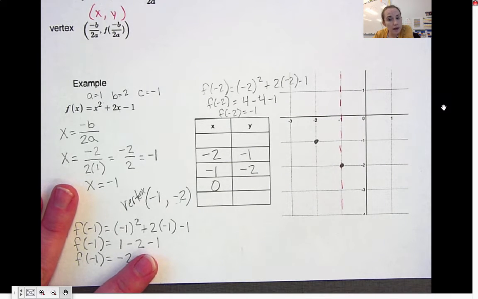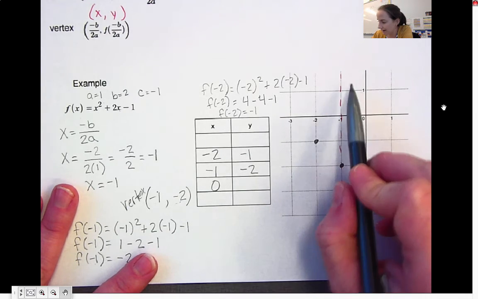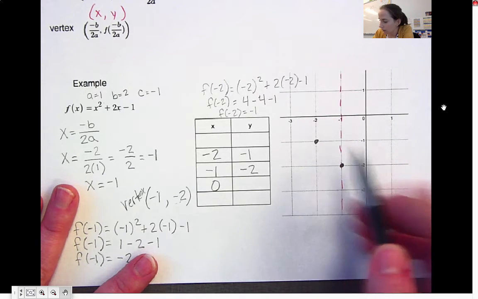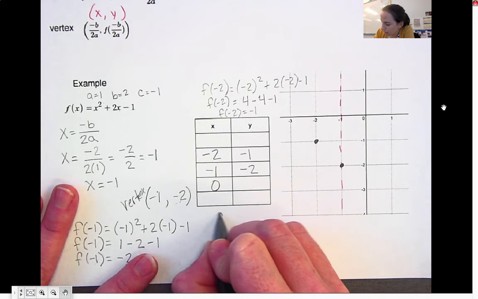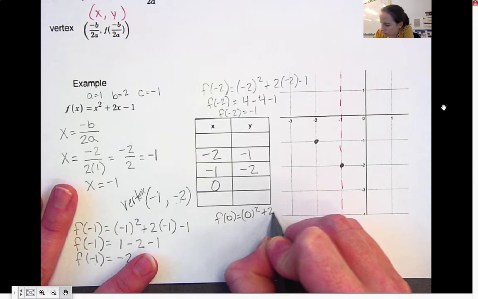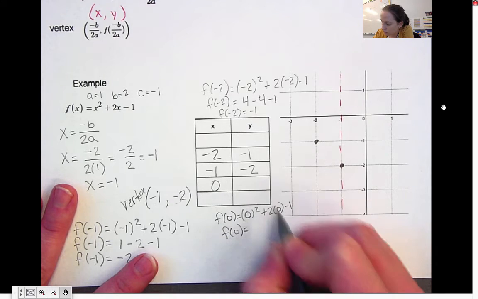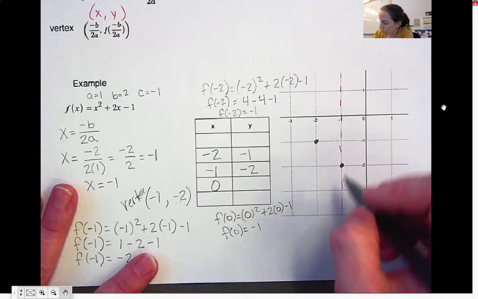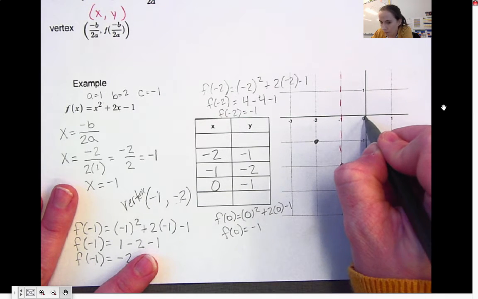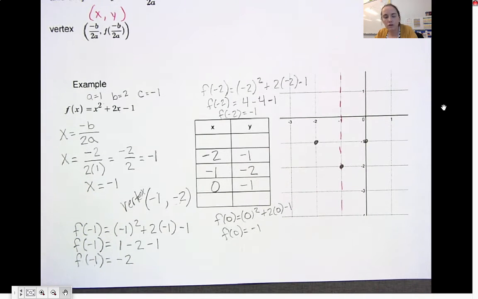Now, what should happen is I should have a point that is directly across my axis of symmetry. So I should have one right here. Okay? So at 0, when I plug in 0, f at 0 equals 0 squared plus 2 times 0 minus 1. F at 0 equals negative 1. And so therefore, when 0 is plugged in, I get negative 1. 0 on my x-axis, I get negative 1. And now you can see a parabola.